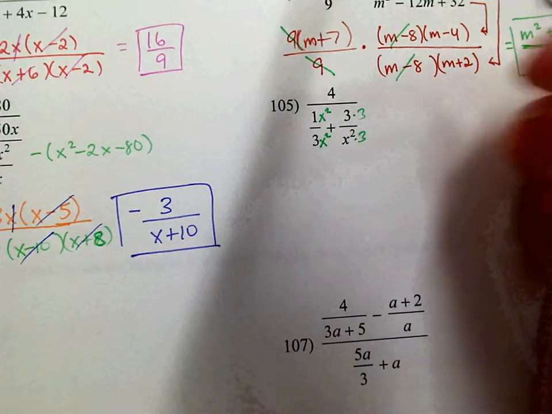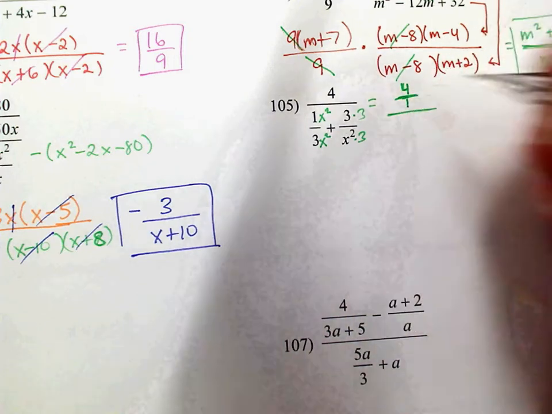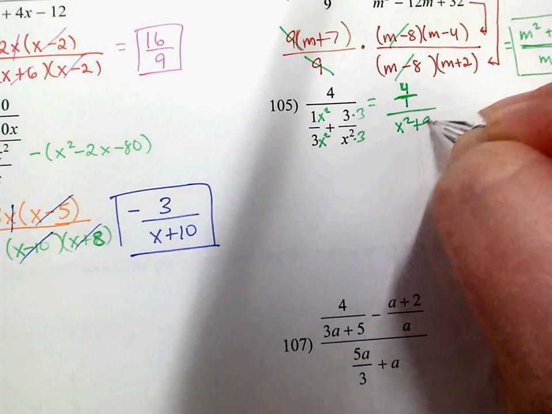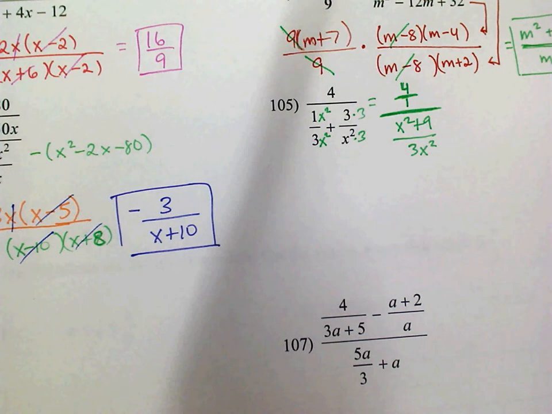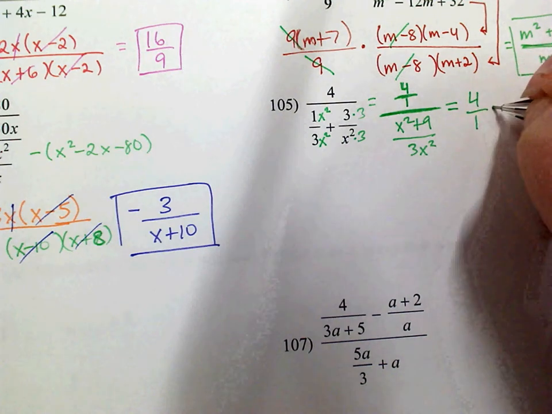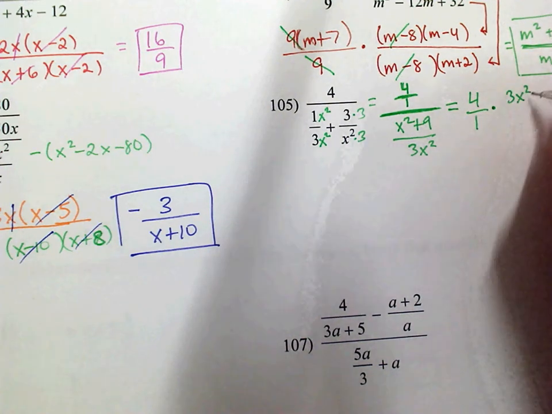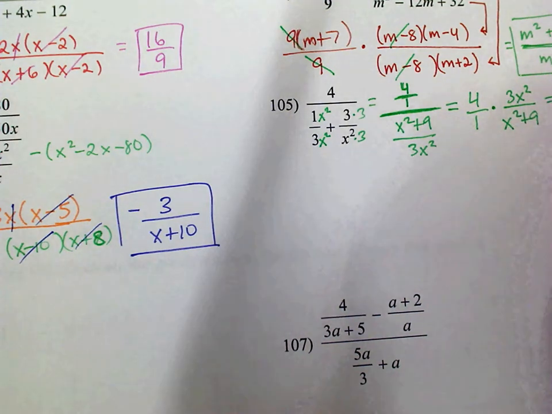So I'm going to rewrite this. This is 4 over 1 over, so I'm going to rewrite 4 as a fraction, over x squared plus 9 over the common denominator, 3x squared. So once you have a common denominator, you can just write it as a single fraction. And then also, we've got a fraction divided by another fraction, so I'm going to write the first fraction, 4 over 1 times, and flip that. 3x squared over x squared plus 9, which leaves me with 12x squared over x squared plus 9, because nothing simplifies out. And there you go.